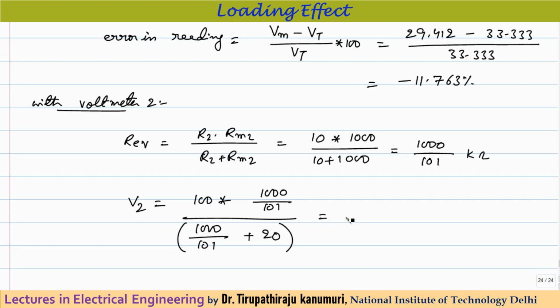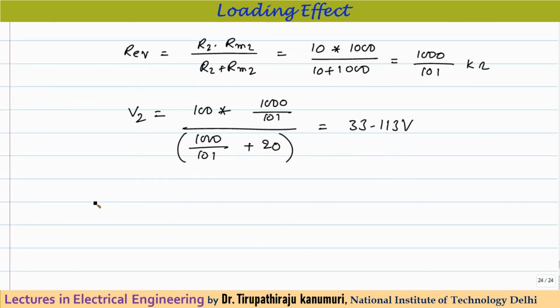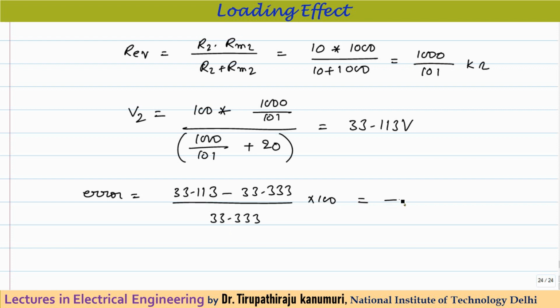I am directly writing the equation. So this will become equal to 33.113 volts. Agree with me? So from this I can calculate my error. So error will be equal to 33.113 minus 33.333, that is my true value, divided by true value, 33.333, into 100. So how much you will get? 0.66. So you can compare the first one with the second one.